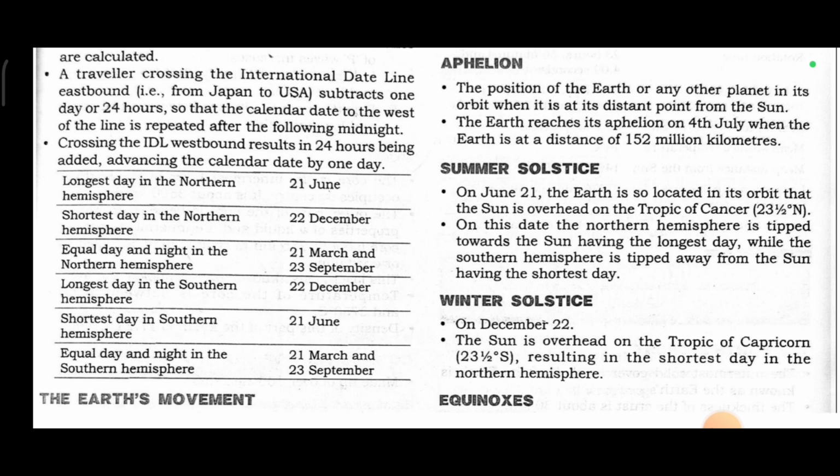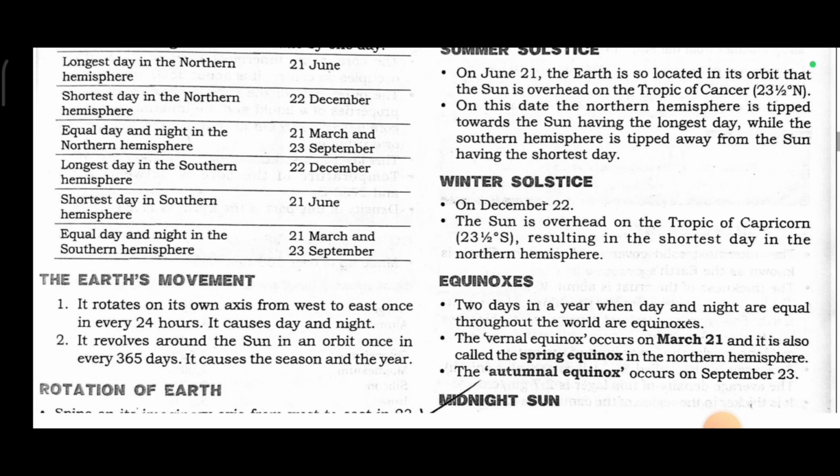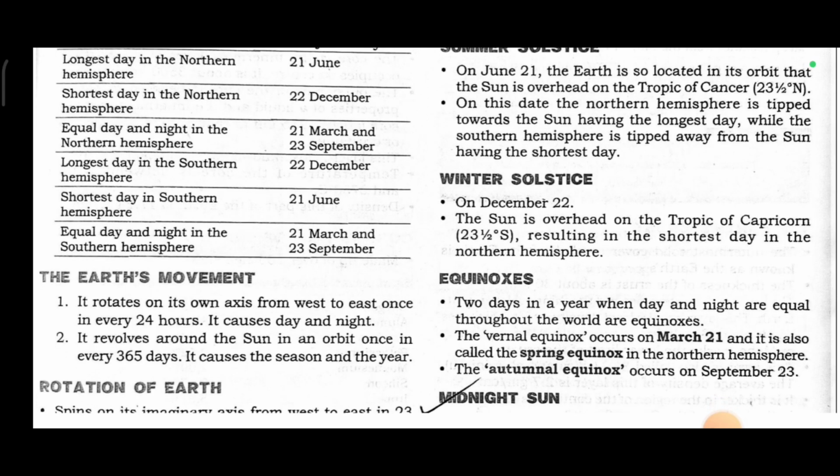Longest day in the northern hemisphere: 21 June. Shortest day in the northern hemisphere: 22nd December. Equal day and night in the northern hemisphere: 21 March and 23 September. Longest day in the southern hemisphere: 22nd December. Shortest day in the southern hemisphere: 21 June. Equal day and night in the southern hemisphere: 21 March and 23 September.